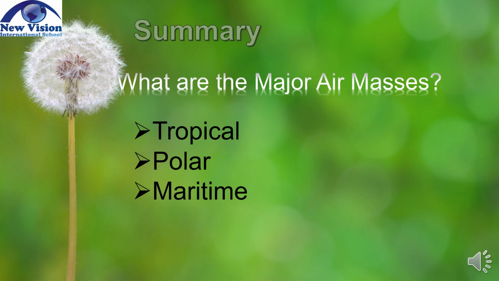Next, maritime. Maritime air masses form over oceans. Water evaporates from the oceans, so the air can become very humid. Next is continental. Continental air masses form over land. Continental air masses have less exposure to large amounts of moisture from bodies of water.